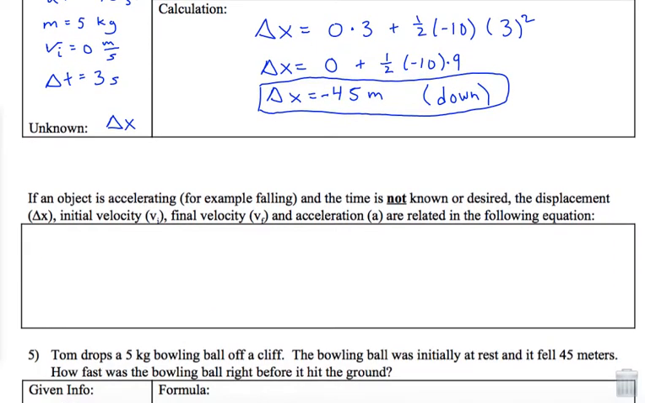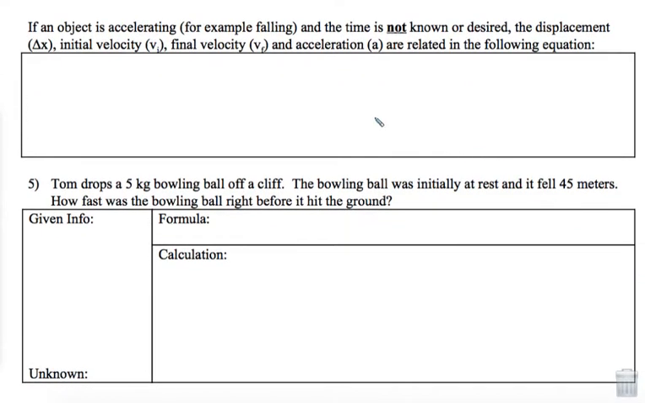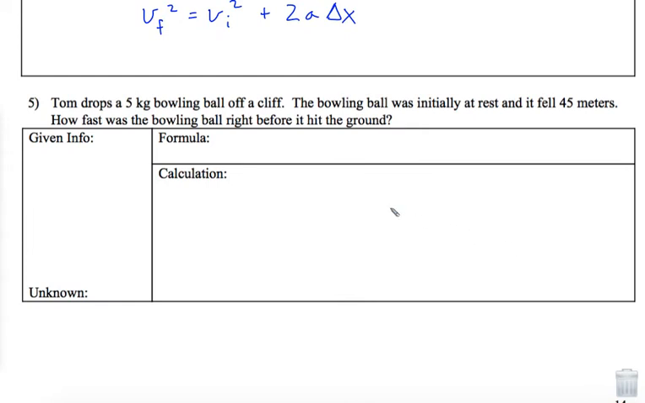Let's look below that. It says, if an object is accelerating, for example, falling, and the time is not known or desired, the displacement, initial velocity, final velocity, and acceleration are related in this equation: Vf squared equals Vi squared plus 2a delta x. So that's velocity final squared equals initial velocity squared plus 2 times a times delta x. Let's try to use this one.